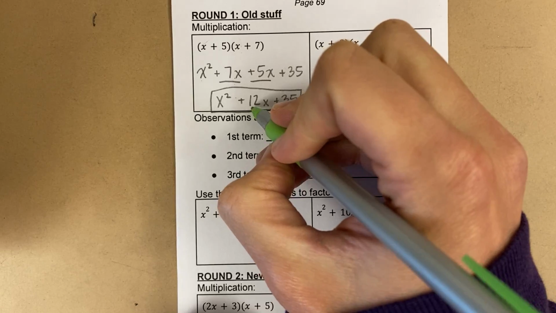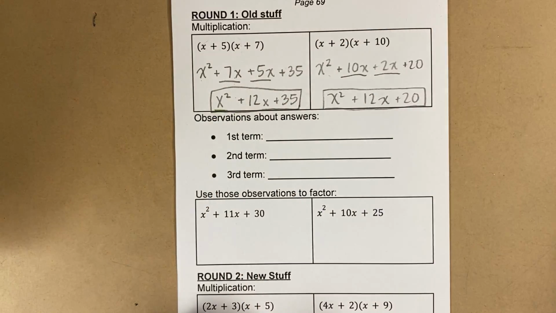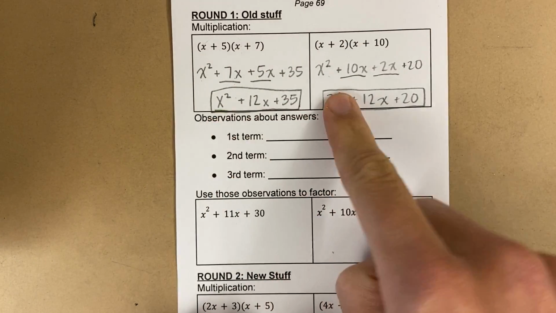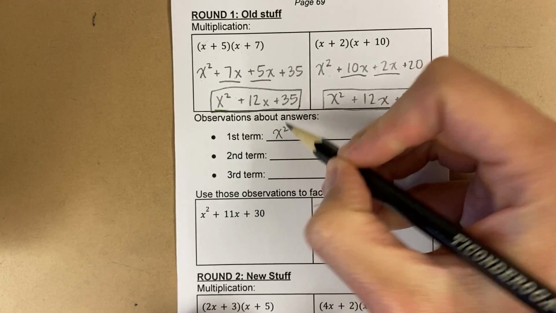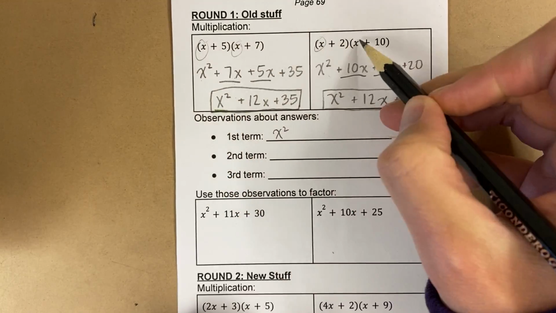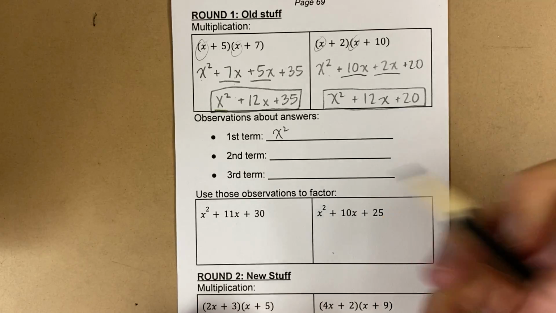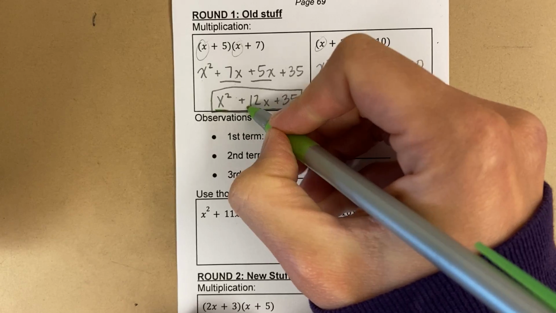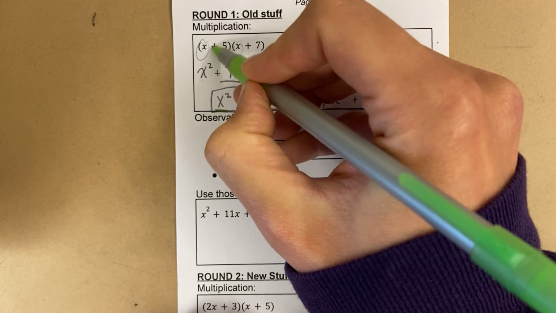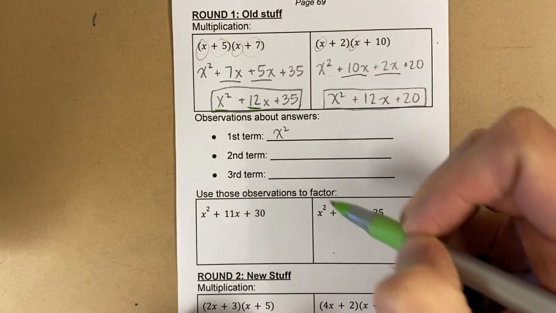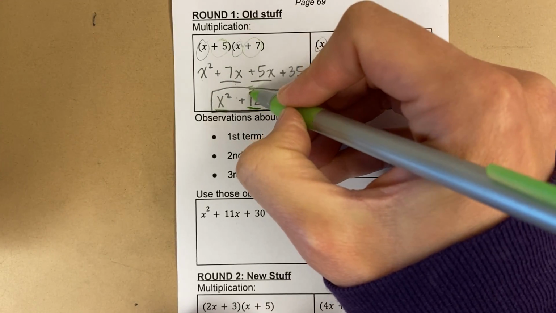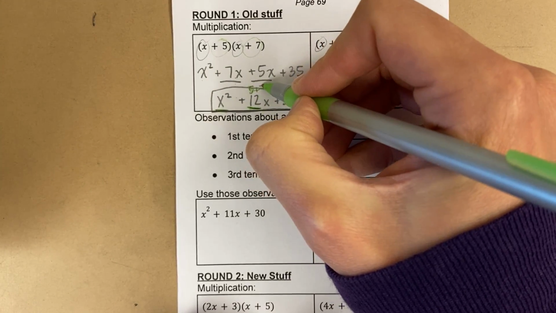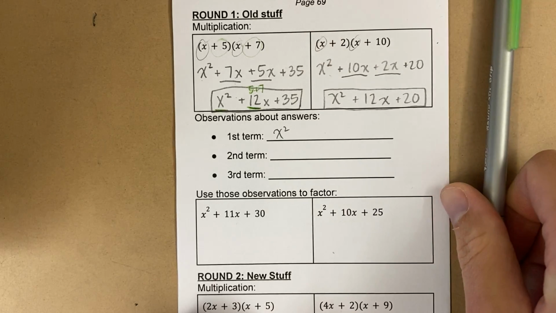And what I observe is that this first term, look, it's x squared. It's always x squared, as long as these two are just x's, one x, not 2x or 3x. The first term is x squared. The second term, where does this term come from? This term comes from this and this being added, right? This is 5 plus 7. That's 5 plus 7, right?